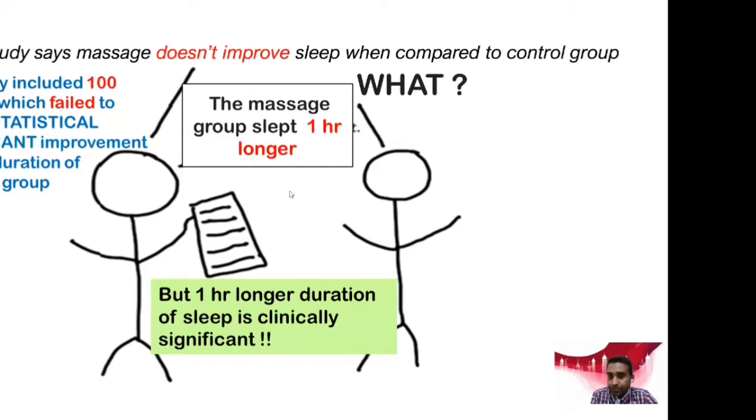And what is the effect size here? It is 1 hour longer. The massage group slept 1 hour longer. But do you think 1 hour longer is clinically important per day? Yes. If they sleep an extra hour, it is very important. In that case, the sample size is inadequate to prove the real effect, or I can say the study is underpowered. So this is a classical example to prove why you need a sample size determination to prove a real clinical effect.